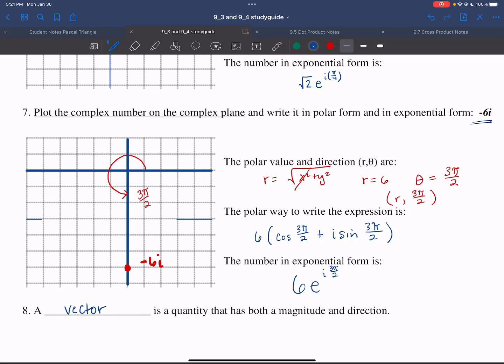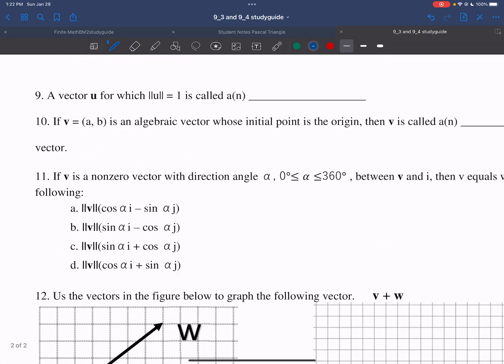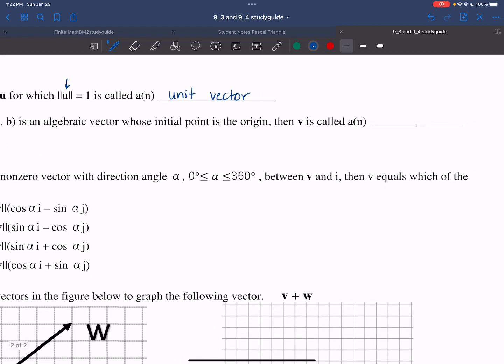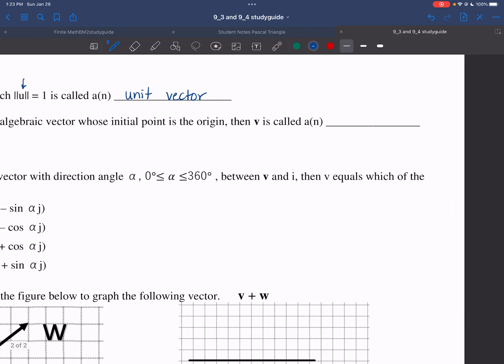So there you go. A vector u for which the norm of u, that's my magnitude, is equal to 1, is called a unit vector. And if v is equal to AB is an algebraic vector whose initial point is at the origin, then v is called a position vector.